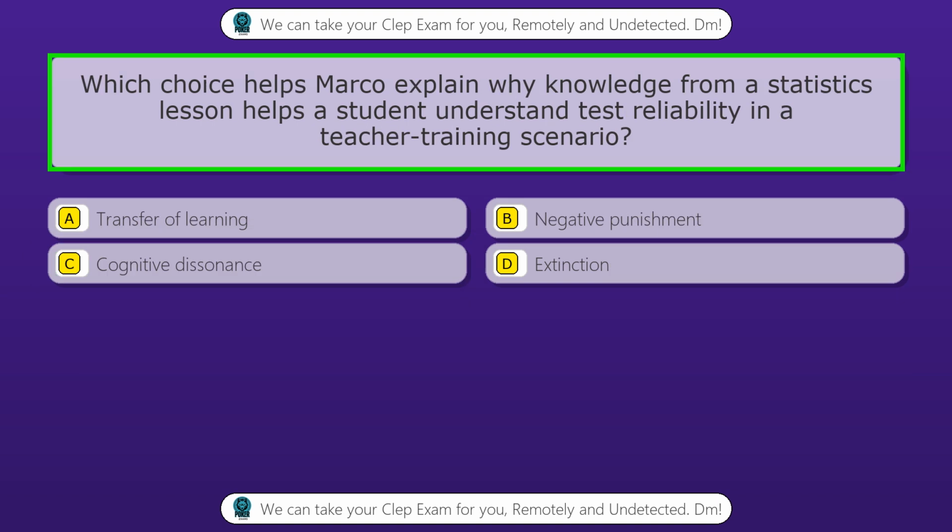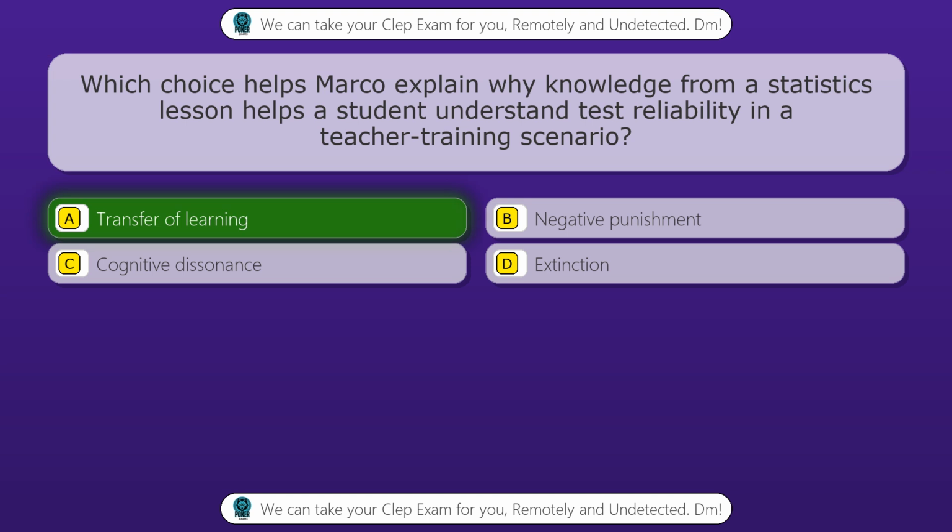Question 42. Which choice helps Marco explain why knowledge from a statistics lesson helps a student understand test reliability in a teacher training scenario? Option A, transfer of learning. Option B, negative punishment. Option C, cognitive dissonance. Option D, extinction. The correct answer is option A, transfer of learning.